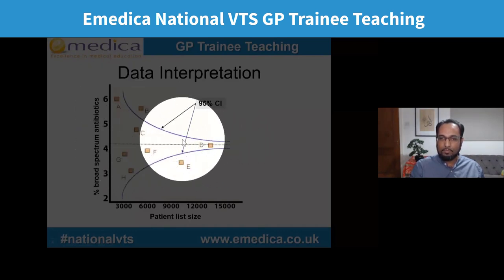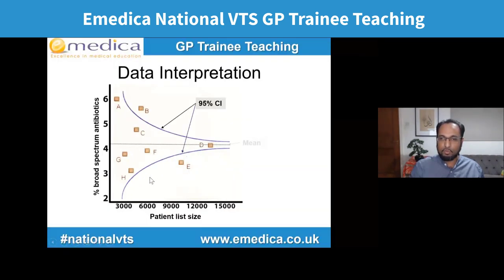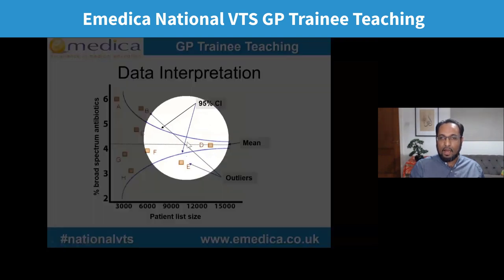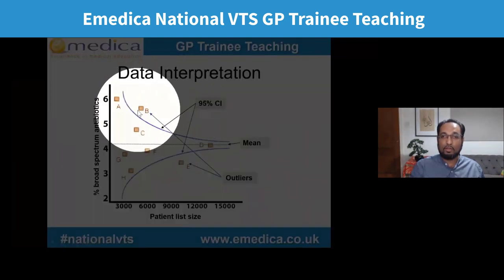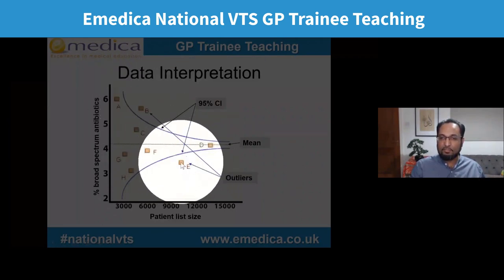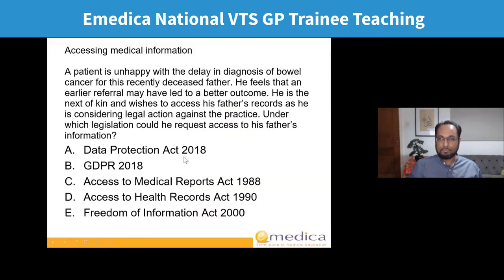So this is the mean, okay? These are the 95% confidence intervals. And then what you've got here are outliers, all right? These are outside of what statistically would be expected. So it's statistically significantly above, statistically significantly below, okay?